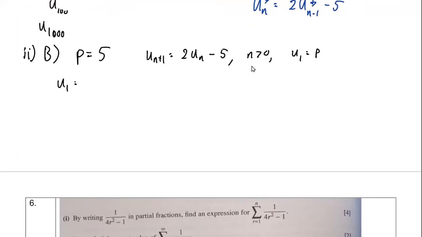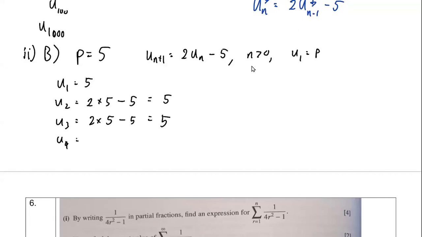You'll end up with u1 equals p, which is 5. u2 equals 2 times the previous guy, which is 5, minus 5. We end up with a 5. How about u3? u3 will be 2 times the previous u2, which is a 5 again, minus 5, which goes back to a 5. Repeat, u4 is 2 times 5 again, because this 5 this time is u3. Previously, this was u2, and that one was u1. Okay, I don't write that down, very messy. Then you subtract 5, and then you get back to 5 again.